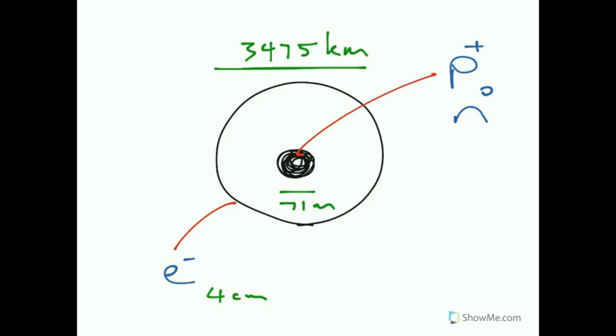So the electrons really are very, very tiny. But they take up most of the volume of the atom because they're moving around the nucleus so very, very fast.